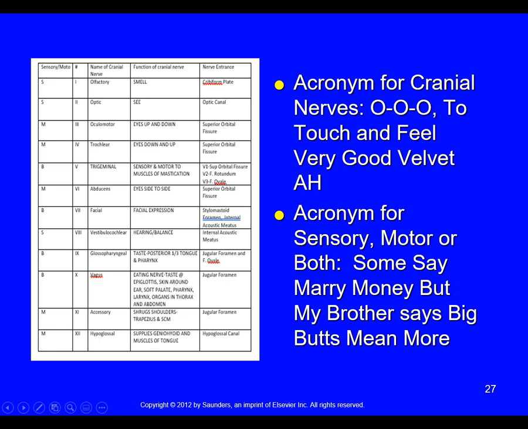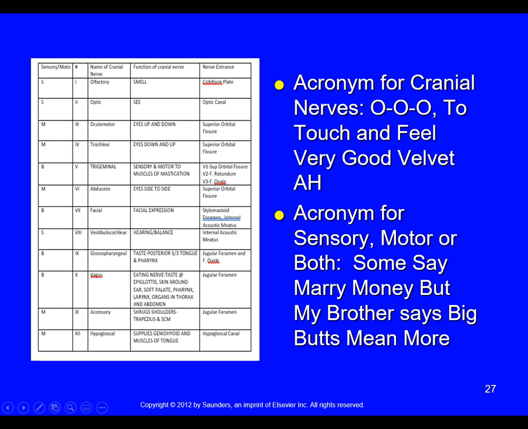The olfactory is the first cranial nerve, and it has a funny kind of smell. The optic is the second cranial nerve. 2 helps you see. 1 has a funny kind of smell. Now number 2 is going through the optic canal. Thank goodness, optic and optic.